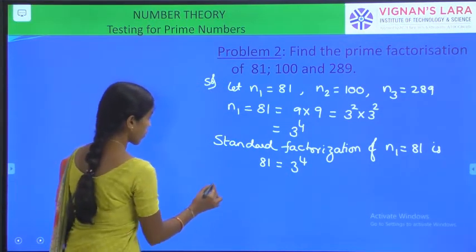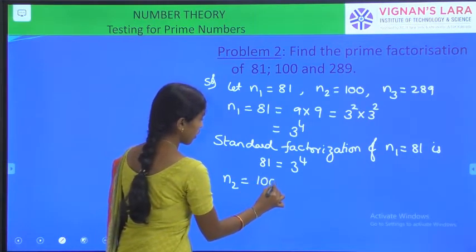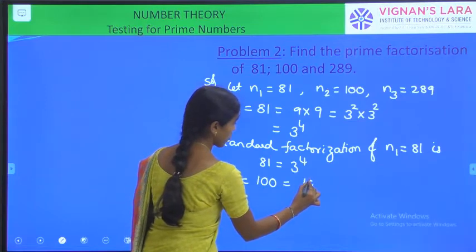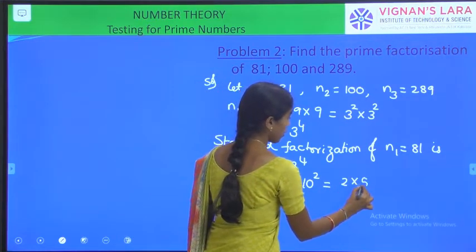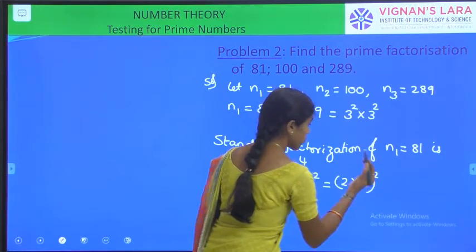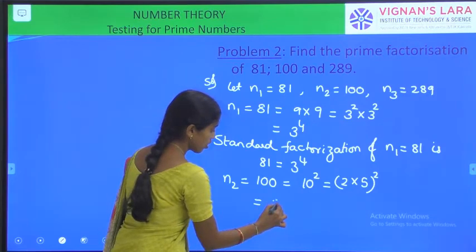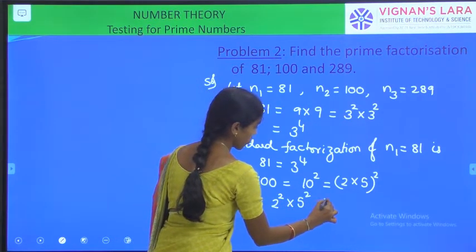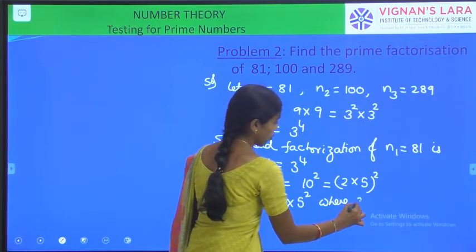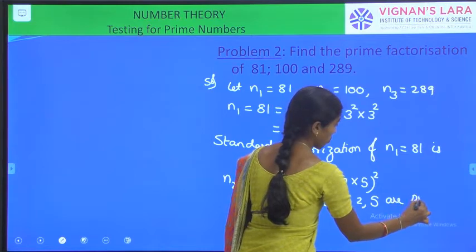Now we see the next one. n2 can be written as, because it is 100, all of you know clearly, which is 10 square. 10 is 2 into 5. Our condition is that it must be a product of prime numbers. So 2 square into 5 square, where 2, 5 are prime numbers.